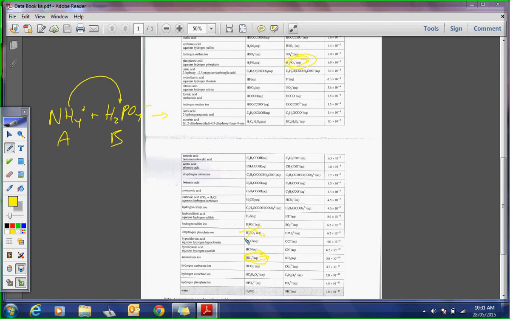If you're right, it is a stronger acid than this, but it doesn't have anything to transfer its proton to. If you want it to be an acid here, this would need to be a base. Can NH4+ be a base? No. NH3 can be a base, but I don't have any of it yet. After the transfer, now I've got some NH3 there. And now that can be a base.